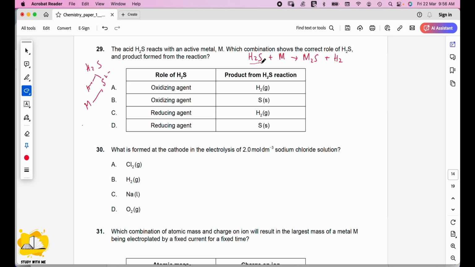Okay, so which combination shows the correct role of H2S and the product formed from the reaction? So we will compare H2S and hydrogen as a free element here, so the oxidation number will be 0, and in H2S, as we know, H is positive 1, so it's going to be reduction. So the product from the H2S reaction is hydrogen, so between A and C, but it is reduction. If it's reduction, it is an oxidizing agent. So the answer will be A.